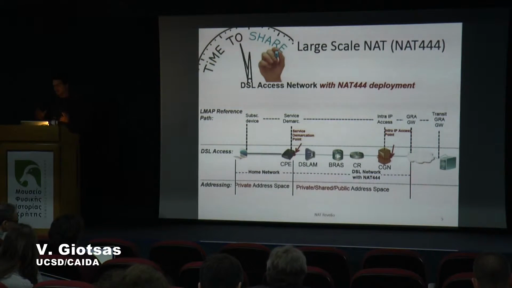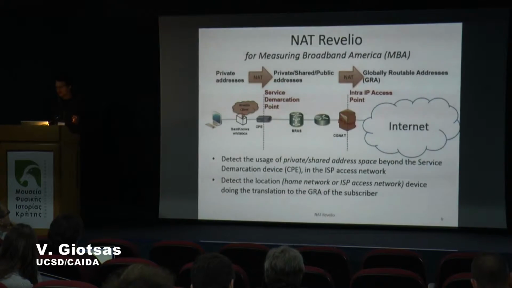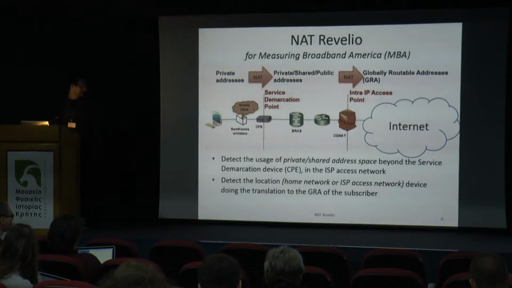So Revelio tries to detect these differences between the case when NAT 444 is deployed and when it's not, to make inference of its presence. And more specifically, Revelio tries to detect two things. First of all, the usage of private or shared address space after the service demarcation point, and the location of the device that does the translation to the globally routable address of the subscriber.